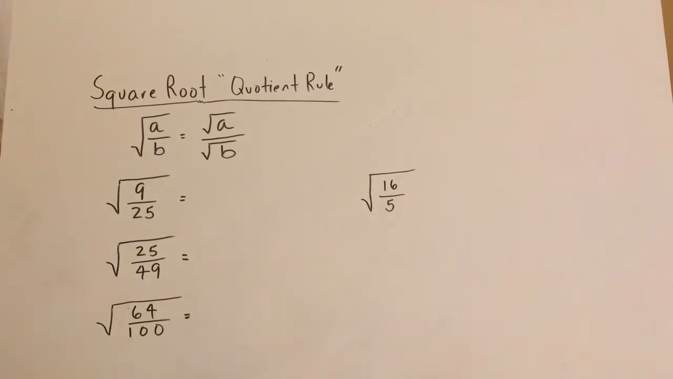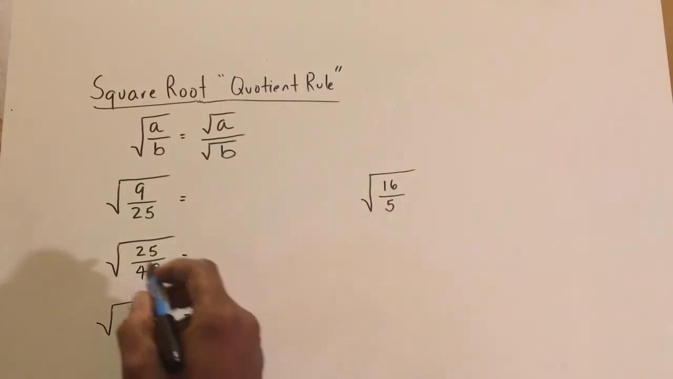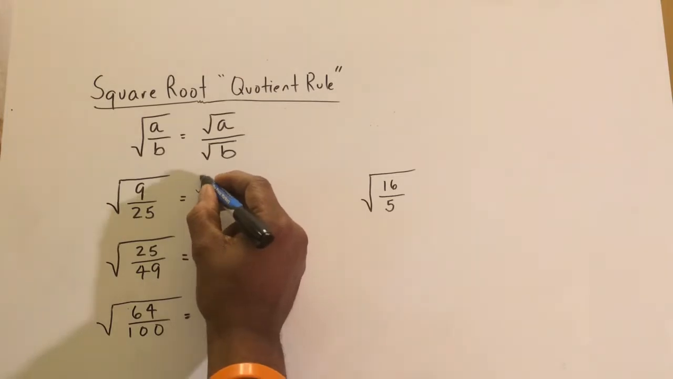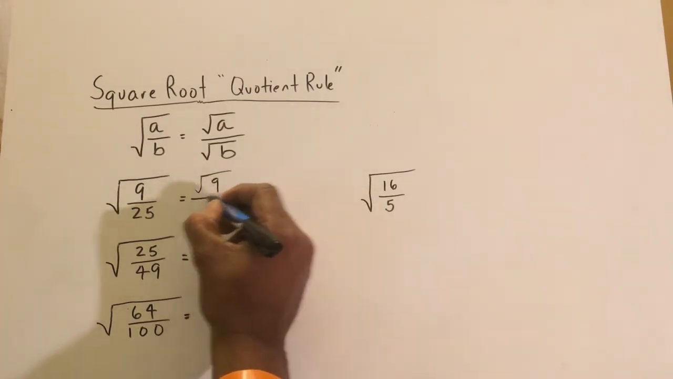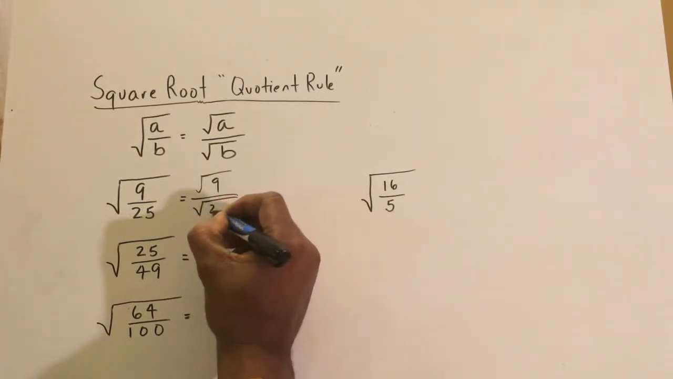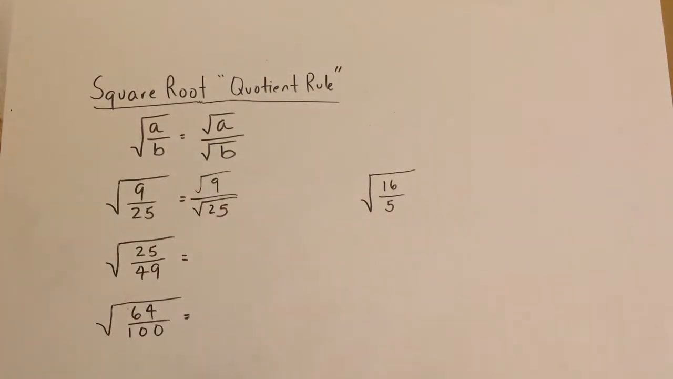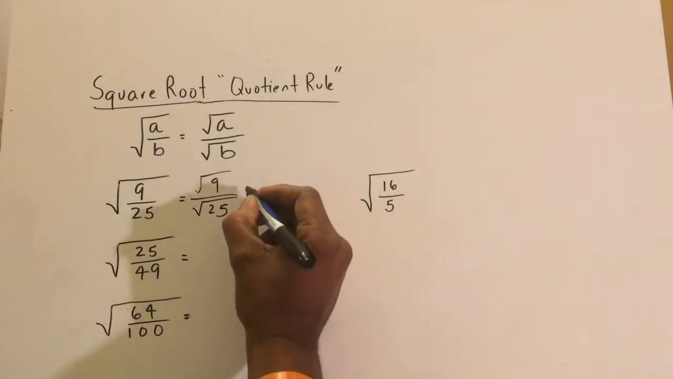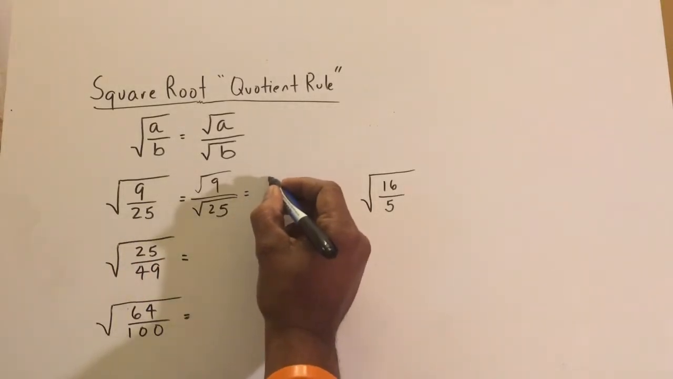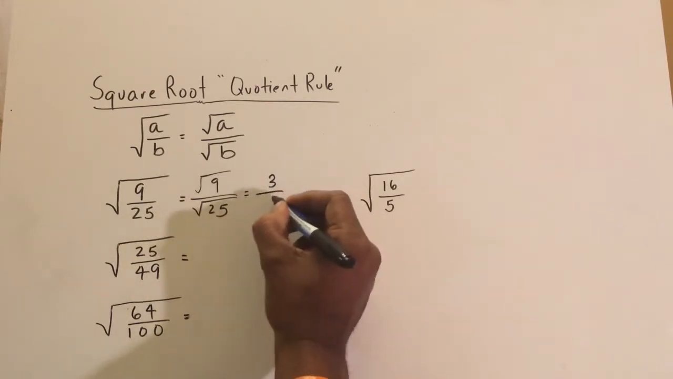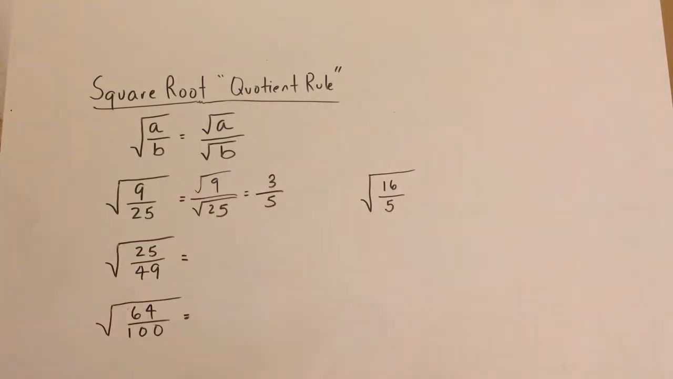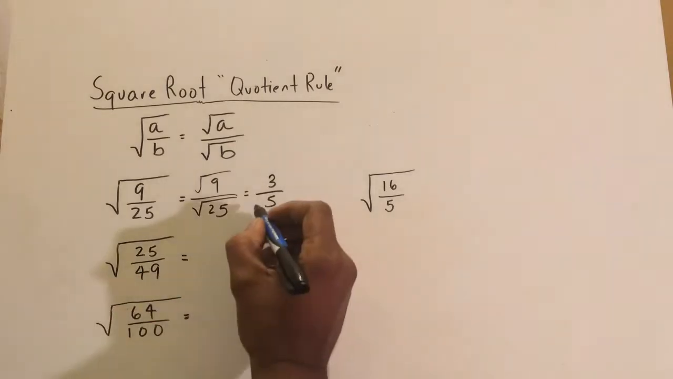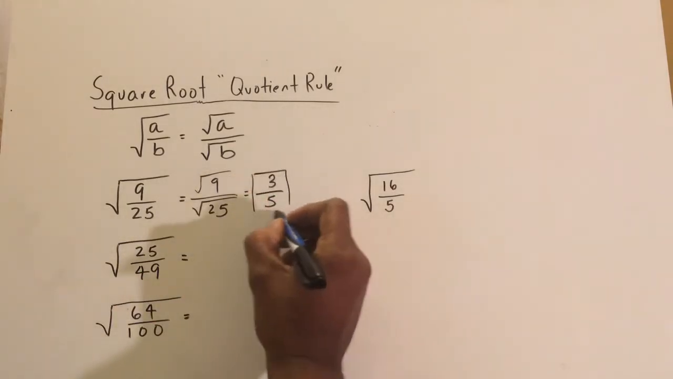Let's take the square root of 9 divided by 25. We can write that as the square root of 9 over the square root of 25. Now we can simplify even further because they're both perfect squares. The square root of 9 is 3 and the square root of 25 is 5. So the square root of 9/25 simplifies into 3/5.